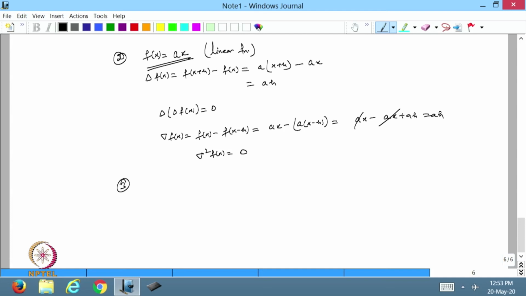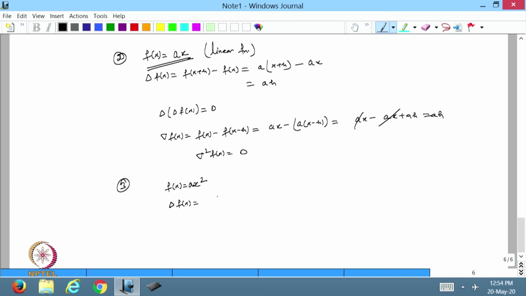Third one, suppose I take the function f(x) equal to some quadratic. That is, I take x square. So it is a quadratic function, or I can take a x square. In this case I just want to apply my forward operator.